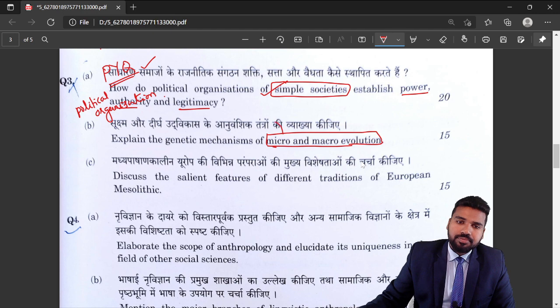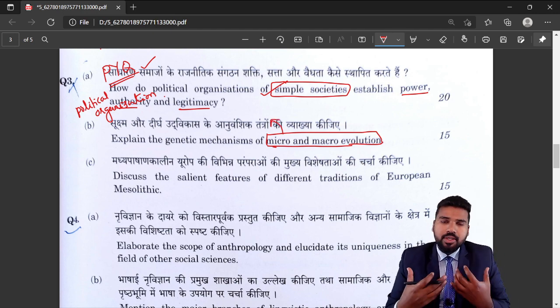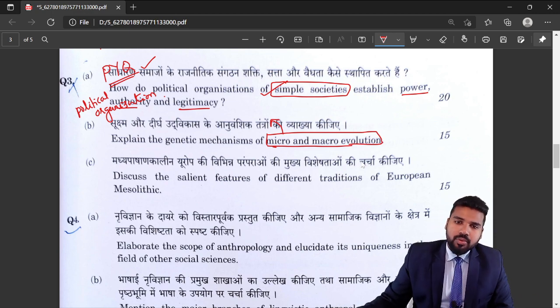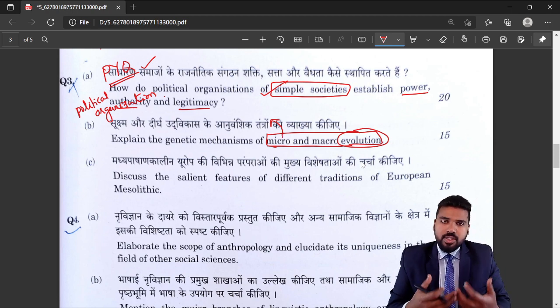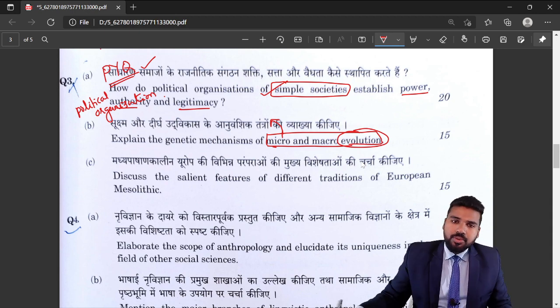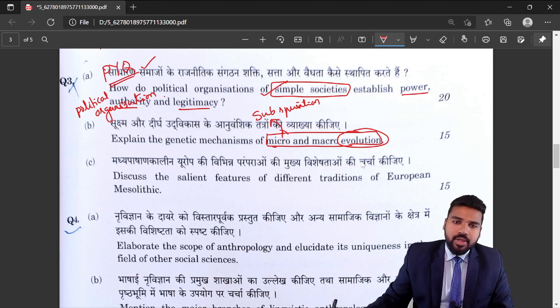Micro is like within the species. First of all, you can approach with what evolution means. Then after writing evolution, you can explain that if gradual changes are happening in some part of a species, leading to subspeciation, the forming of some other subspecies, such an evolution we call microevolution.